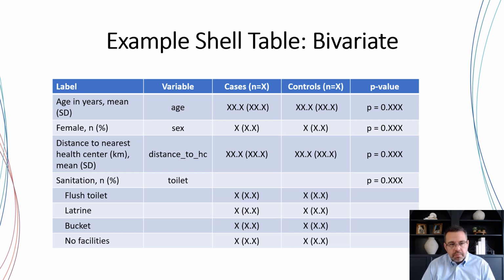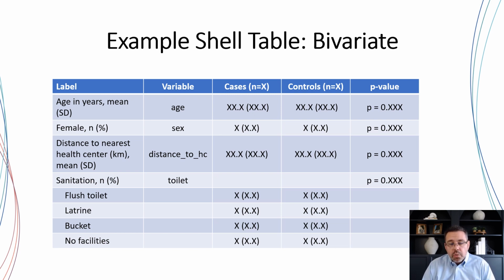So if you look, we are looking at the exact same variables we saw in the univariable table. We're looking at age in years, female, distance to the nearest health center, and then we have this variable on sanitation. And now here, instead of laying this out for the whole study sample, we're laying this out by case and control status, right? So these could be for acute rheumatic fever patients versus healthy controls, let's say, or whatever contrast you felt was important.